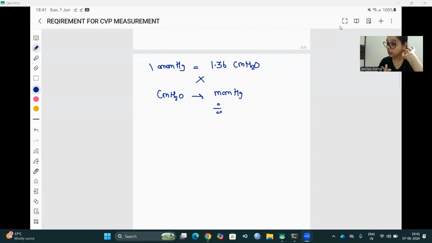Now coming back to the topic, we have discussed that the normal value of CVP is 2 to 6 mmHg or 3 to 8 mmHg or 5 to 10 centimeter of H2O. Good.